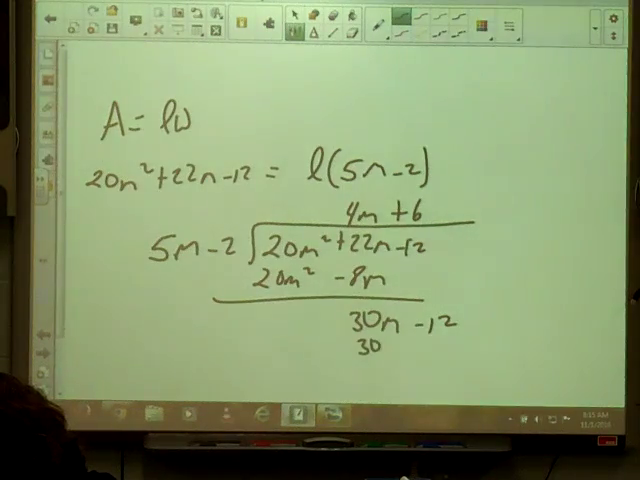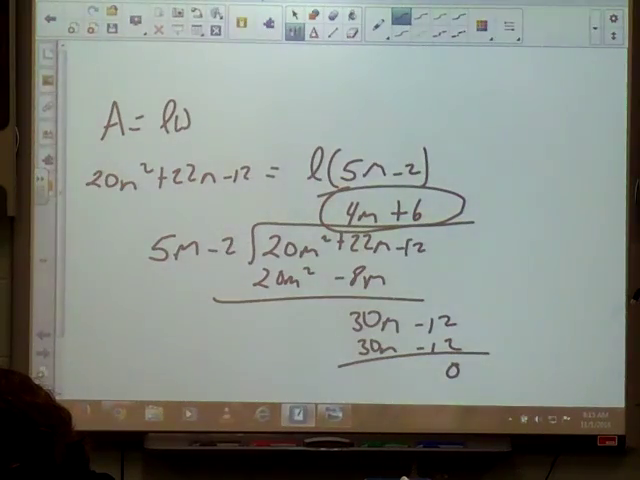6 times 5m is 30m. 6 times negative 2 is negative 12. Nothing left over, so there's your length. 4m plus 6. Which was A. As in aardvark.